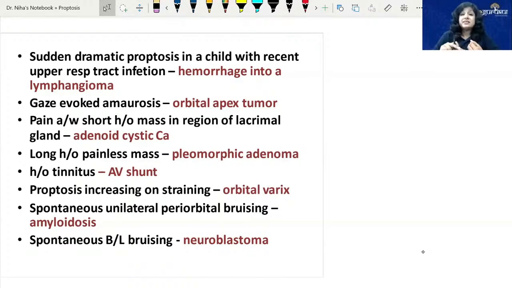Then tinnitus, if they're giving you a tinnitus history, think about AV shunts. Proptosis increasing on Valsalva or straining, that is your stress proptosis, orbital varix. Spontaneous unilateral periorbital bruising, amyloidosis, and finally spontaneous bilateral bruising, if it is there, then it is a neuroblastoma. So some of the tidbits that will help you in solving the instant questions along with the integration of ophthalmology and radiology.